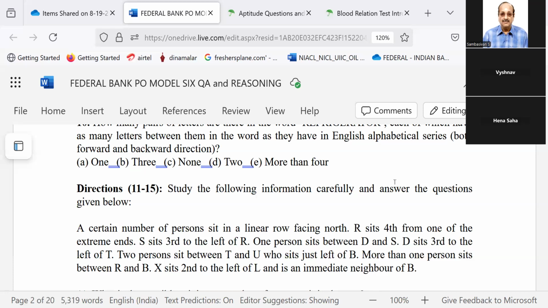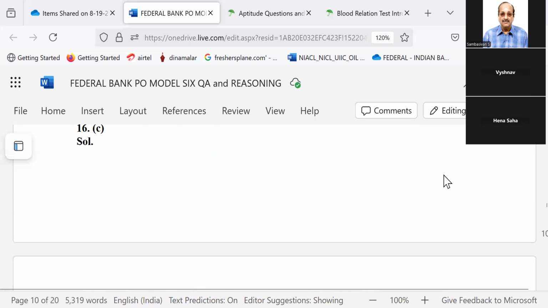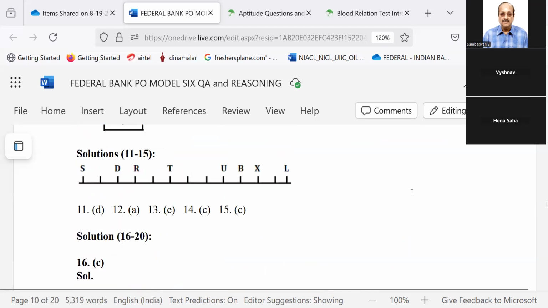And U who sits left of B, two people sit between T and U. So that means from T, you put two places ahead, third place U, and beside him, B. And thereafter comes X, and then the left of L. L is the last person on the right side. The picture will come like this. I know this is not understandable, but the problem will come like this.